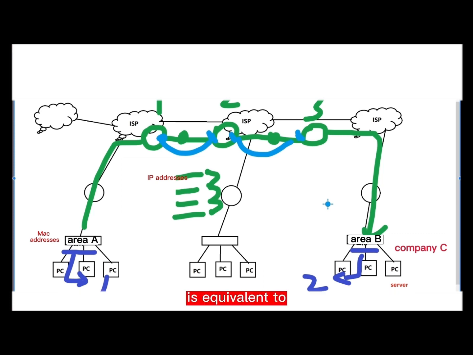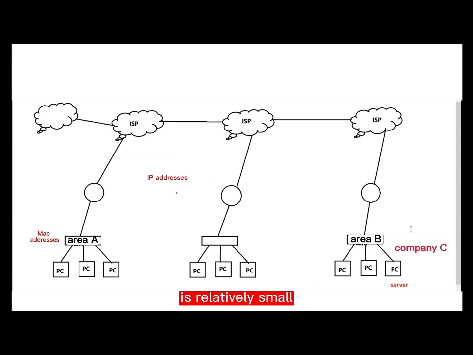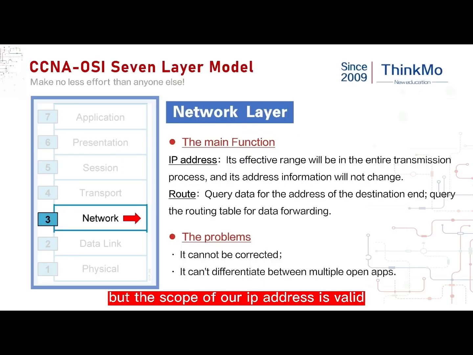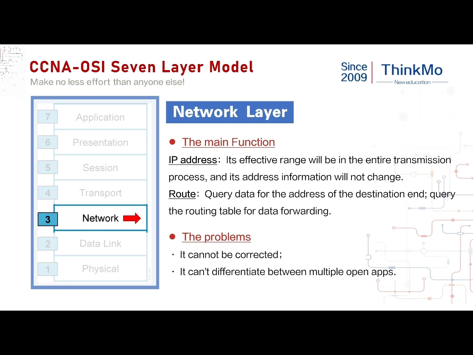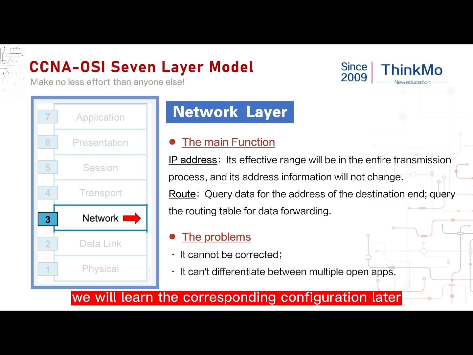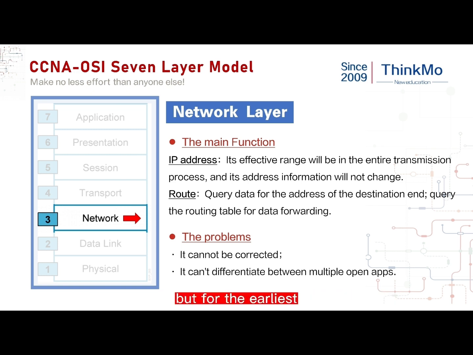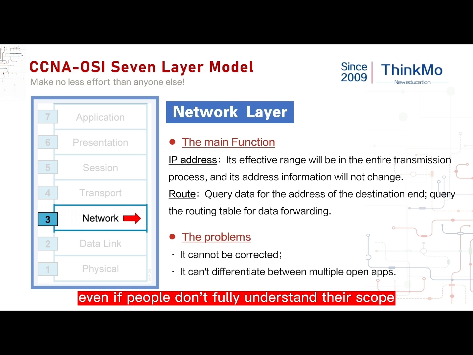This is equivalent to saying the effective range of the MAC address is relatively small, but the scope of our IP address is valid during the entire transfer. Its address information will not change. It applies to our whole data transfer, because we will learn the corresponding configuration later. But at the earliest stage, even if you don't fully understand their scope, first you have to be clear.